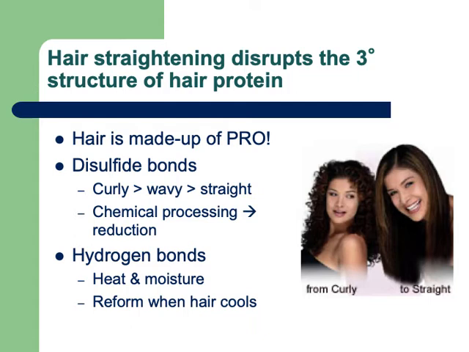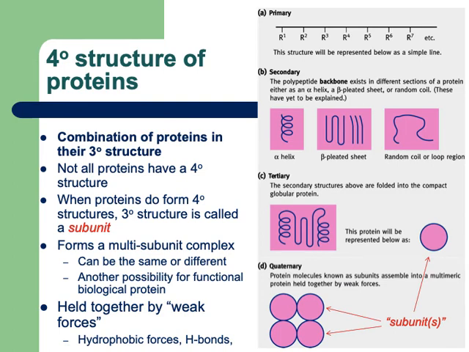And then over time, whether you're using water or moisture, you actually cause an oxidation reaction to rebuild your disulfide bonds. So hydrogen bonds are also sensitive to heat and moisture, and the hydrogen bonds will reform when the hair actually cools. So if you have curly hair, you have more disulfide bonds, and if you have straight hair, you have less disulfide bonds.